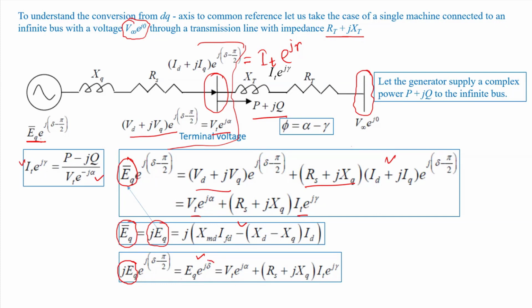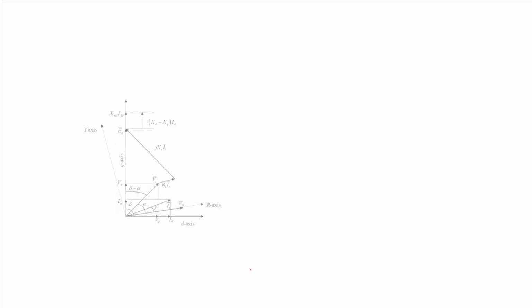So it is clearly seen that this EQ is having an angle of delta with reference to the R-I axis, or the reference axis, right? From this calculation of the terminal internal voltage, it is clear, even if we do the analysis considering the common reference frame, that the EQ internal voltage is making an angle of delta with respect to the reference axis, right?